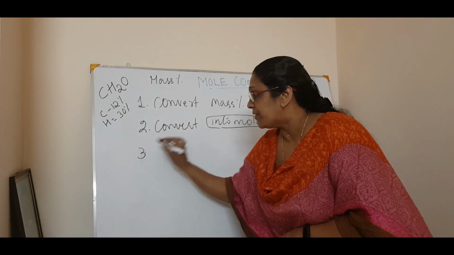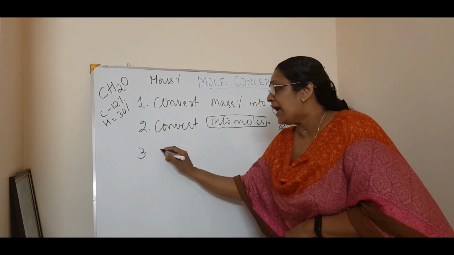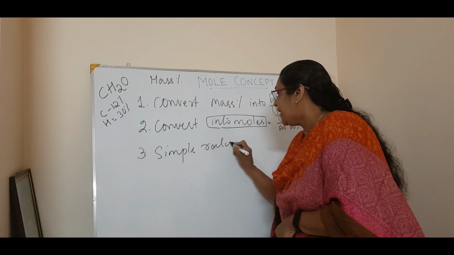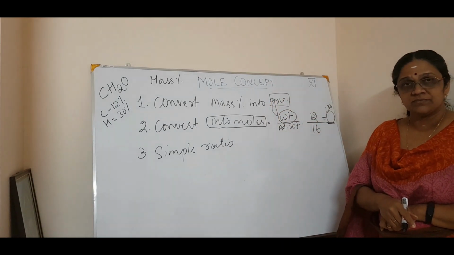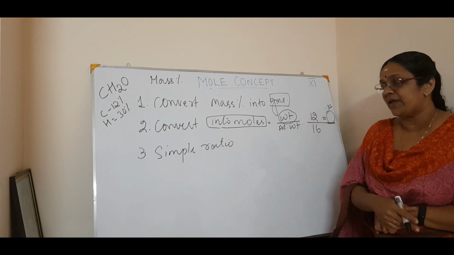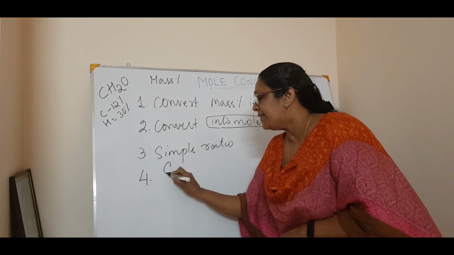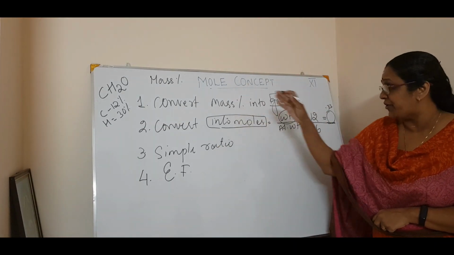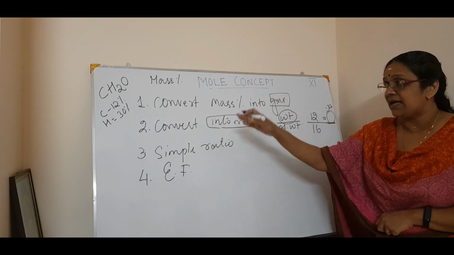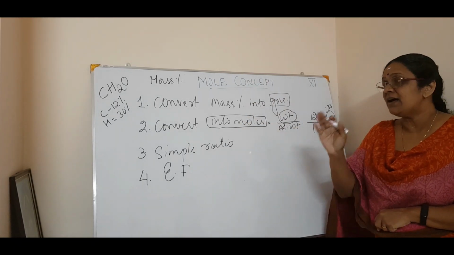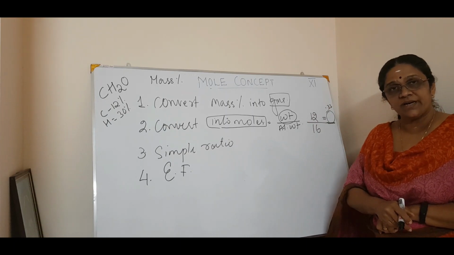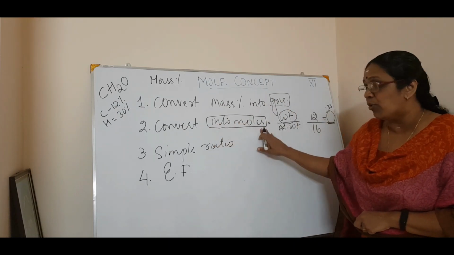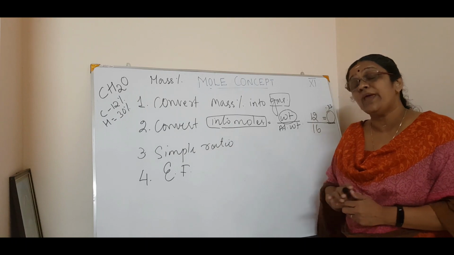Now what is the third step? Third step is, you have to make a simple ratio. That we will do when you do the numericals. You will have an idea of that. Now the fourth is you write the empirical formula. Whatever ratio you get, you will just see that and write the elements there. So that is the empirical formula. Got it? So first convert the mass percentage into grams. Then you convert this into moles. Then you make it a simple ratio. How will you make it a simple ratio?